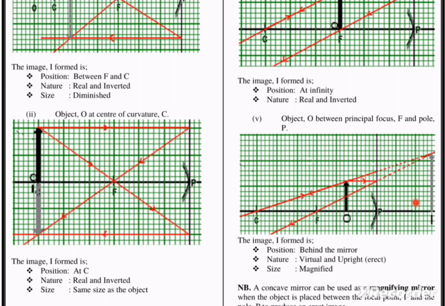The other characteristic is that this image that has been formed is upright. It's upright, and it's also virtual, the reason being that it is formed by the apparent intersection of light rays.